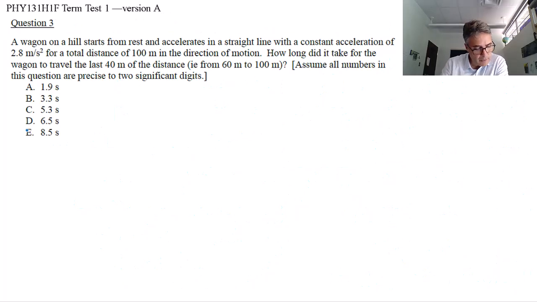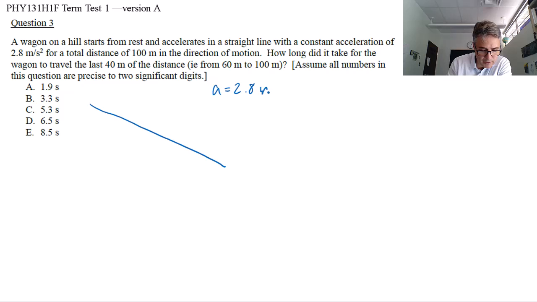Question 3. A wagon on a hill starts from rest and accelerates in a straight line with a constant acceleration of 2.8 meters per second squared for a total distance of 100 meters in the direction of motion. The initial v0 equals 0. How long did it take for the wagon to travel the last 40 meters of the distance, i.e. from 60 to 100 meters? And it's all in two significant digits.